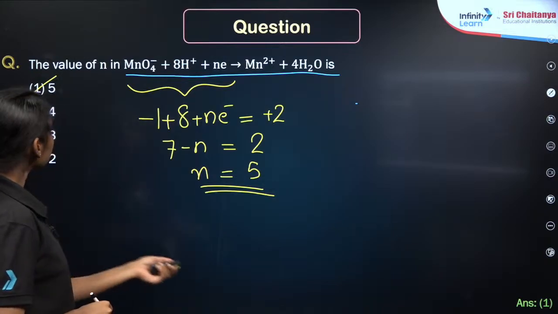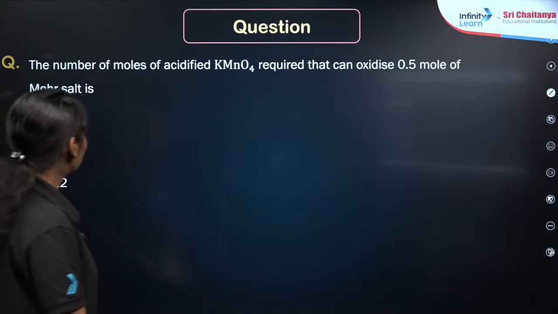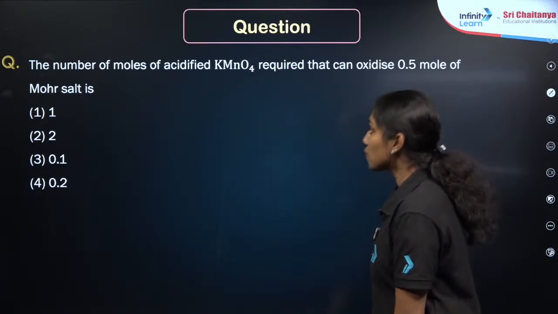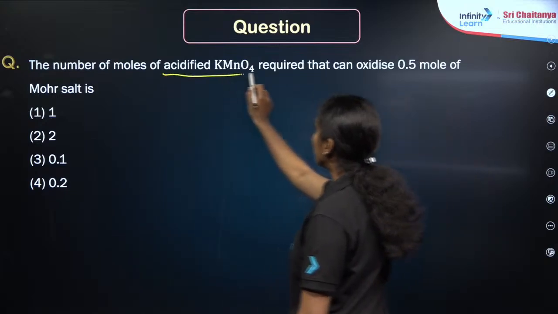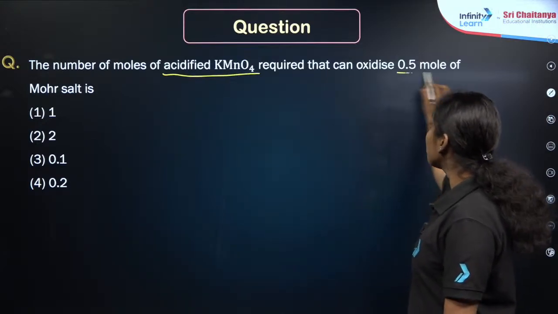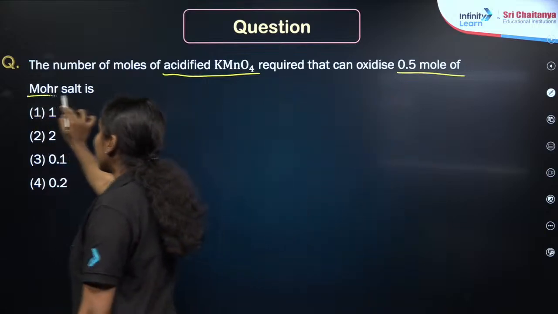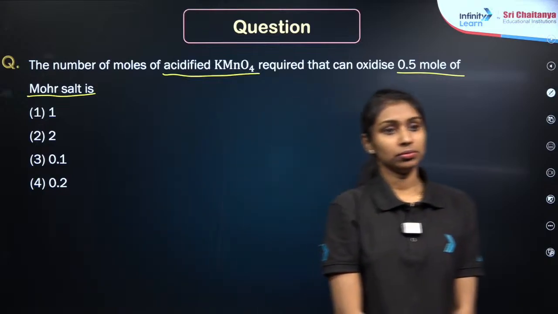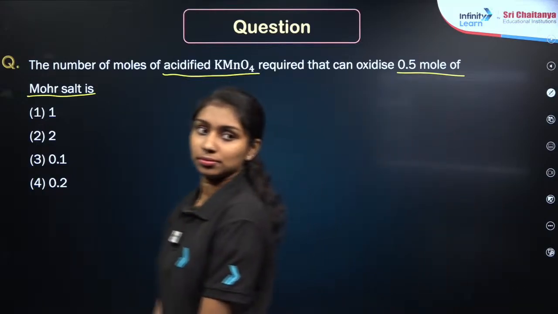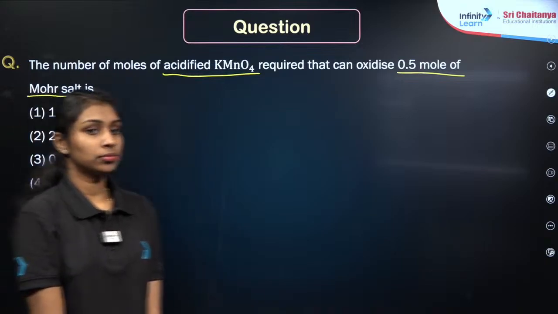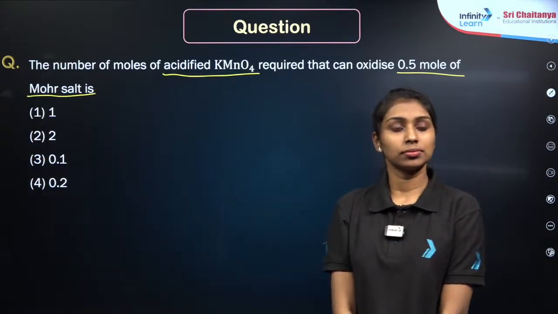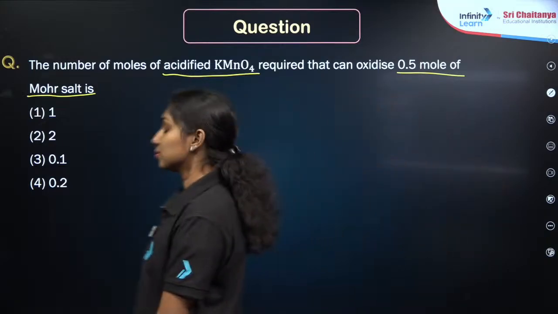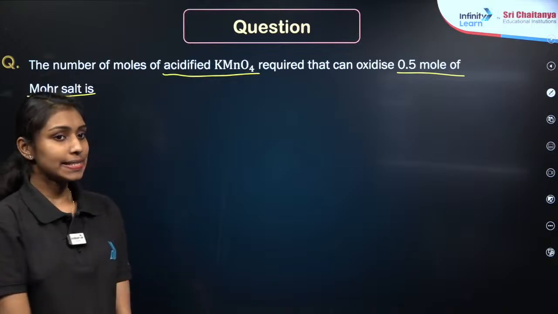Okay, now here is the next question. From this question, we will start with the concept of redox titration. The question is: the number of moles of acidified KMnO4 required that can oxidize 0.5 mole of Mohr's salt. 0.5 mole of Mohr's salt. Okay, what is the answer?